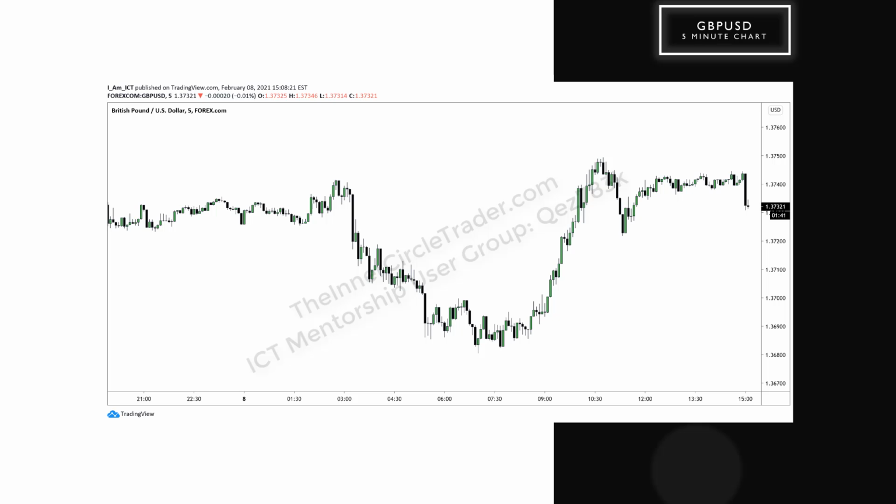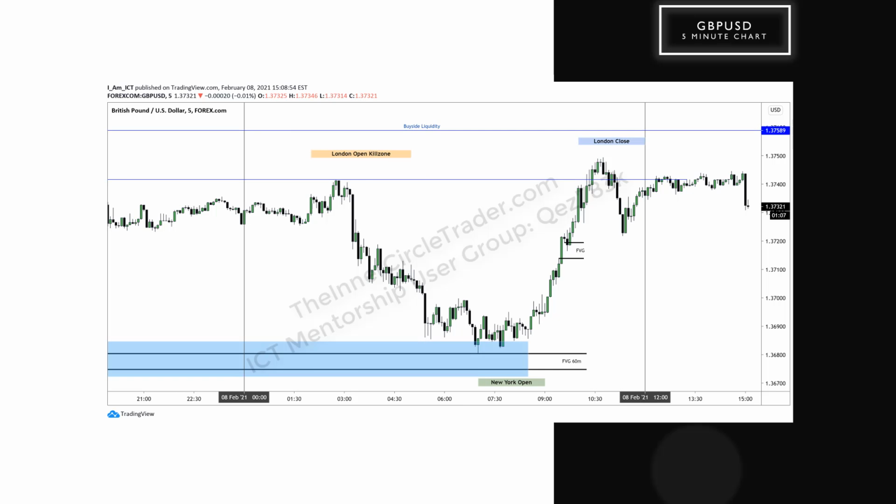All right, British pound versus the US dollar. This is our 5-minute chart. All right, so we have the London Open kill zone, creates the initial high of the day, trades down into a 60-minute fair value gap right in here, and an order block. So there's a couple different things in here that you can look at, but the turning point comes in at New York Open. So it trades there, starts to trade higher, creates a small little fair value gap in here ahead of London close, and then finally trades up into the buy side liquidity here.